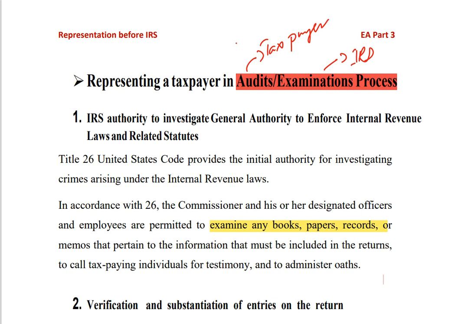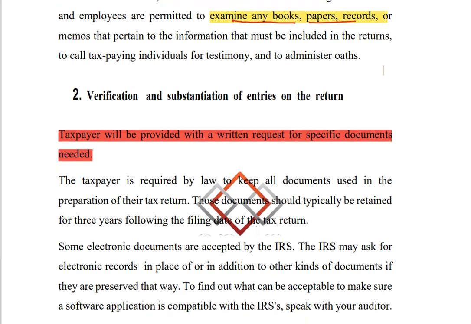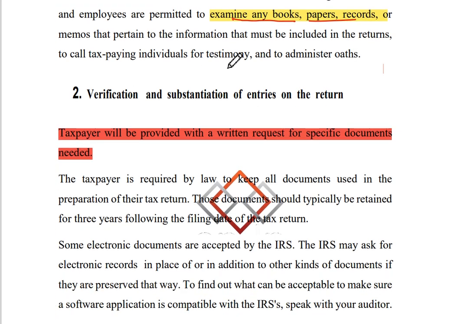Basically, this process is where the IRS has the authority to examine books, papers, records, or any sort of supporting documents to see whether the taxpayer has filed accurate taxes, has not taken deductions which were not allowed, or has not omitted any of the amounts that were supposed to be included.